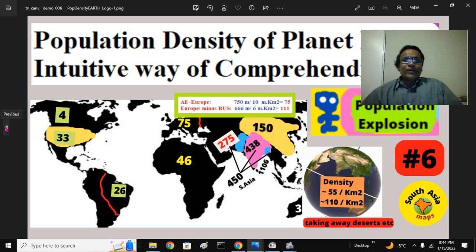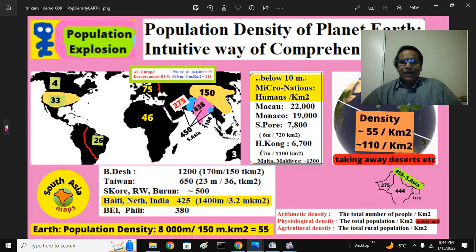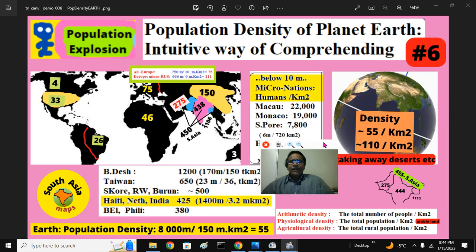That is the population density, and I will tell you how you can very intuitively know about it. We said there are 8 billion people on the planet Earth, that is 8,000 million. You divide that 8,000 million by 150 million square kilometers, you get 55. This you have to remember. 55 people per square kilometer, entire planet Earth.